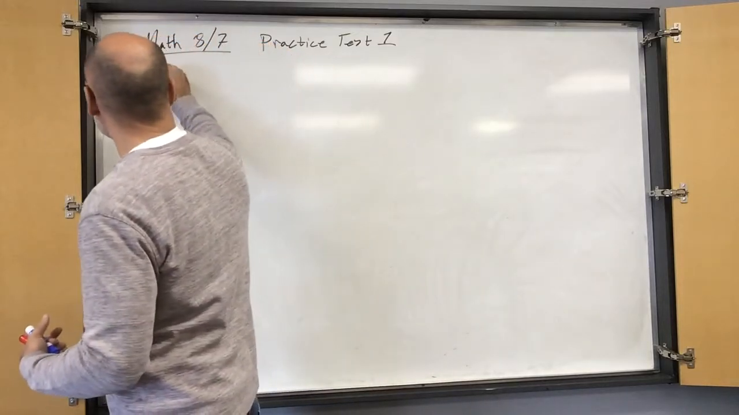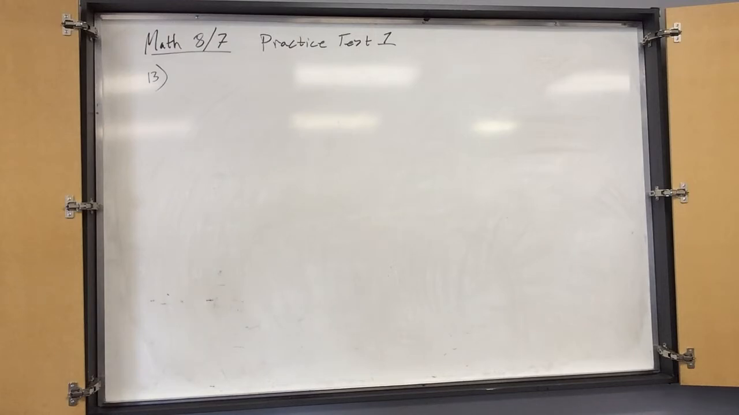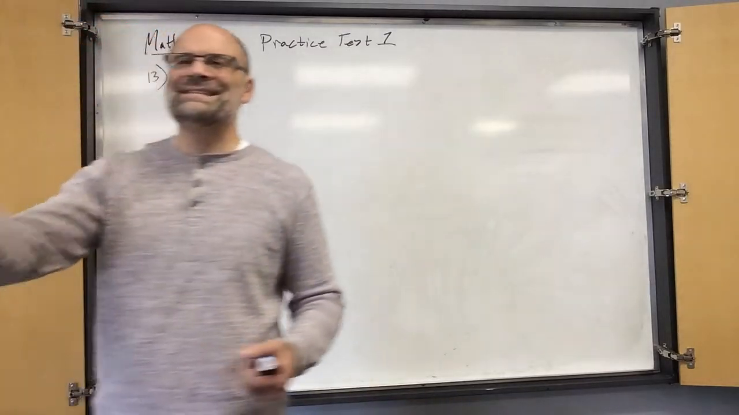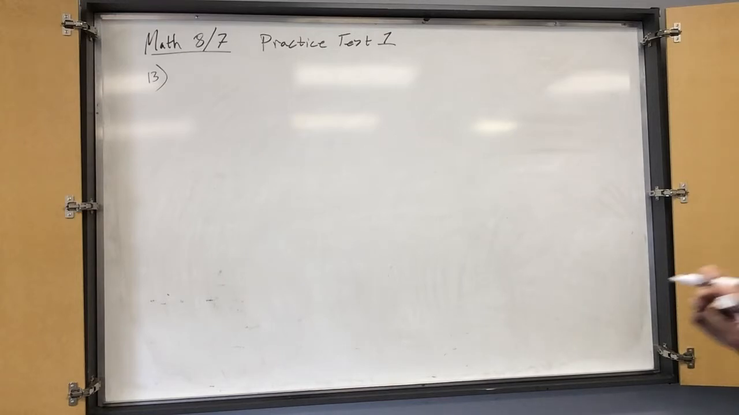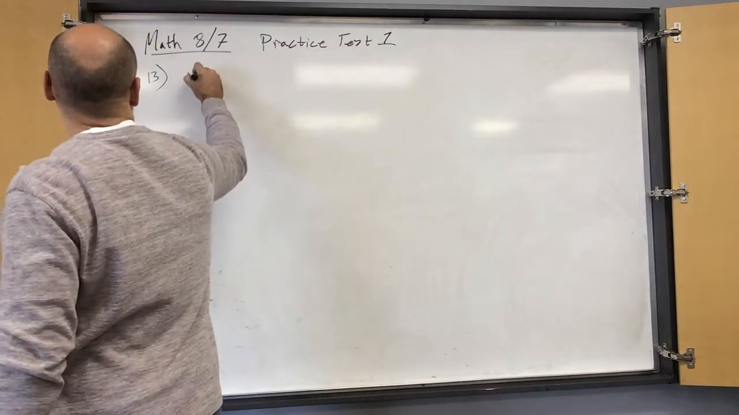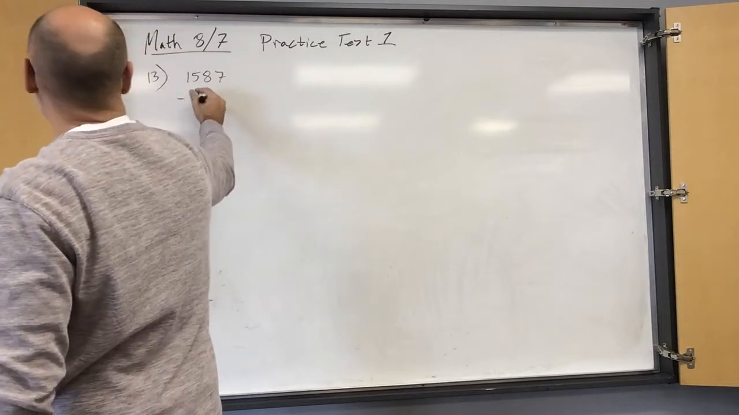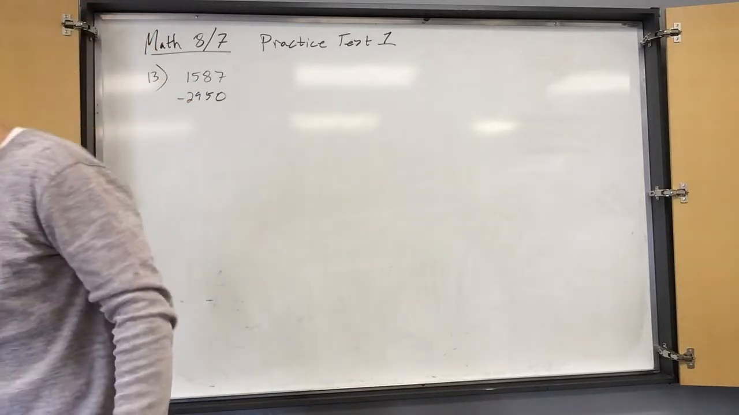Okay, number 13. I'm scrolling. Wrong way. Darn it. Okay, number 13. What happens when you're missing the second number in a subtraction problem? Avery? You subtract. Yes, that one. Okay, so 1,587 minus, wait, 2,950. Oh, that's number 15. Of course it is.